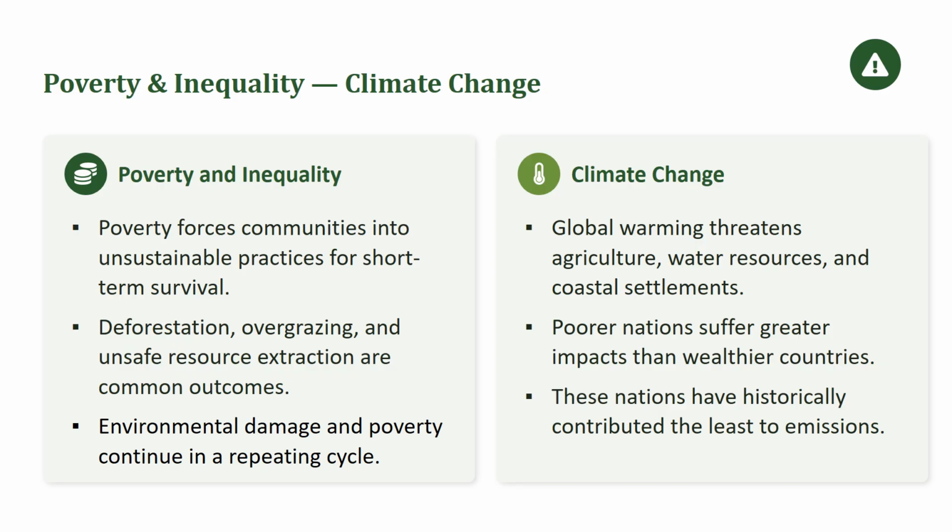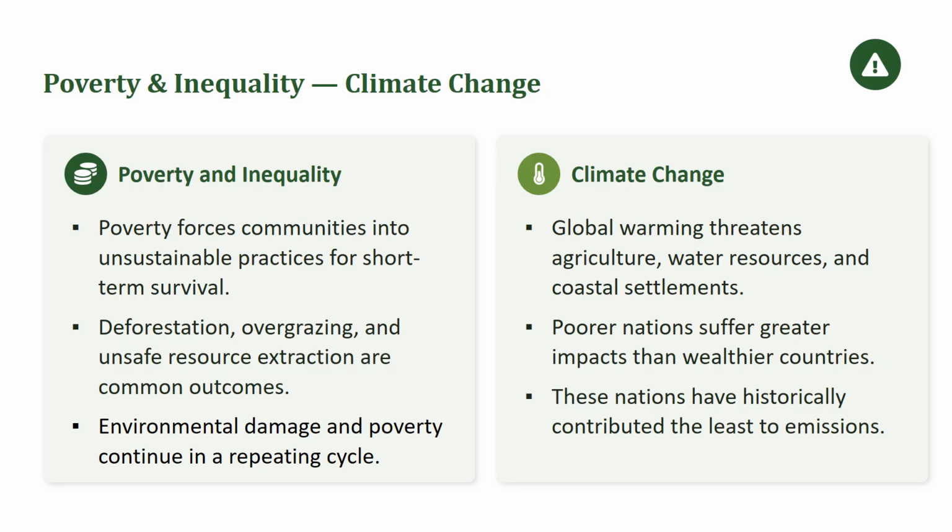Poverty and inequality and climate change are also challenges for sustainable development. Poverty forces the communities into unsustainable practices for short-term survival. Therein, the need of today is satisfied by adopting unsustainable practices. Deforestation, overgrazing, and unsafe resource extractions are some outcomes of poverty and inequality, where unsustainable practices are followed, due to which the environmental damage and poverty continue in a repeating cycle.